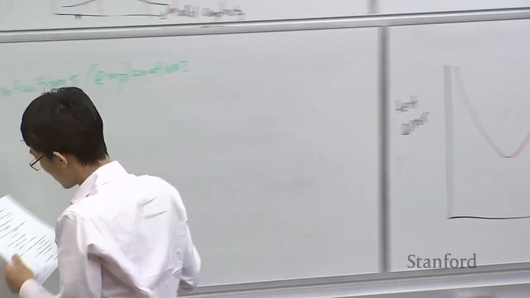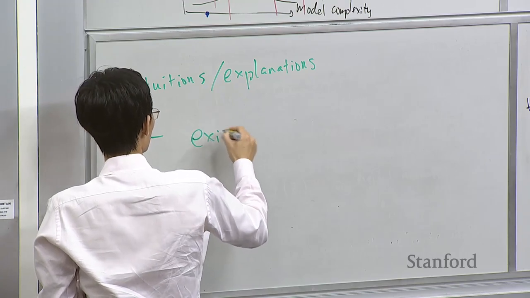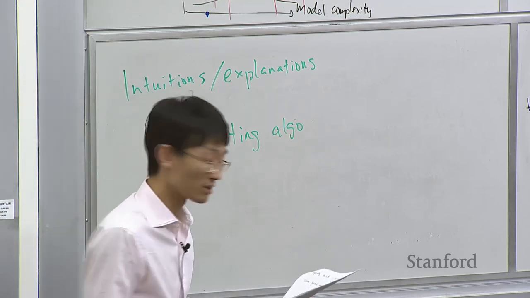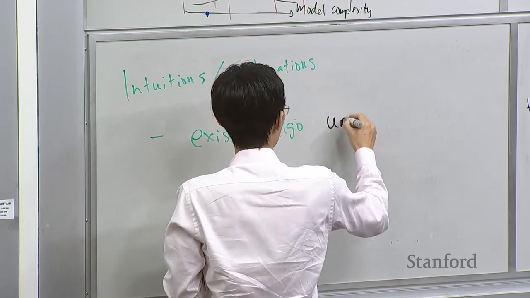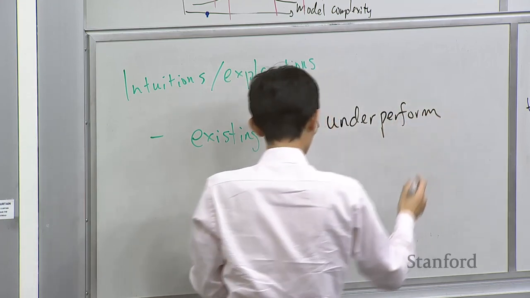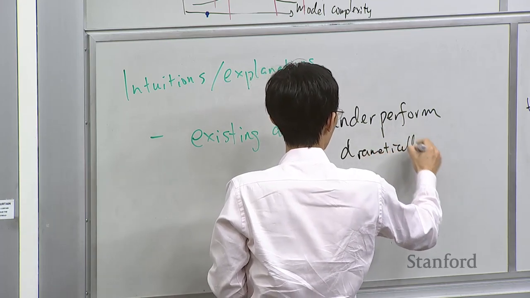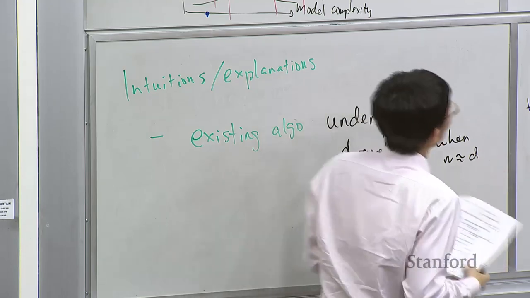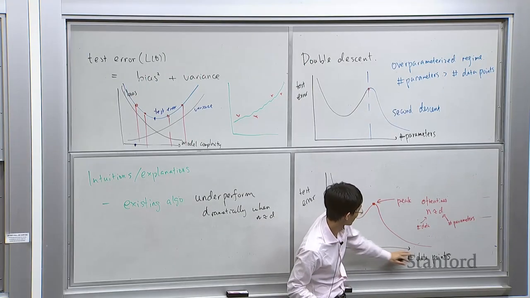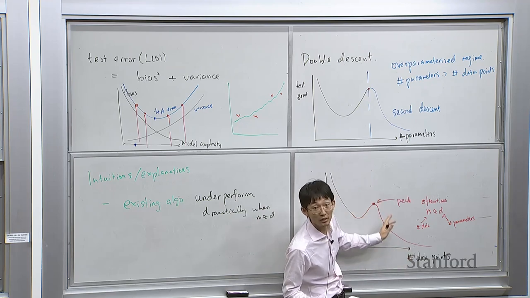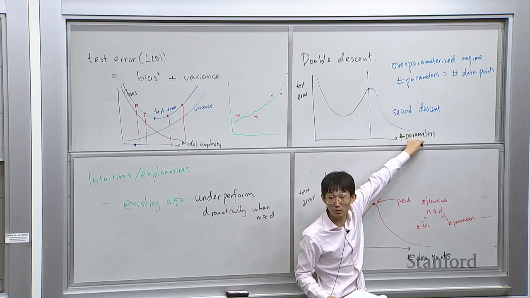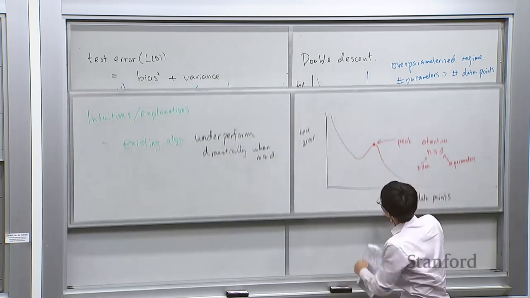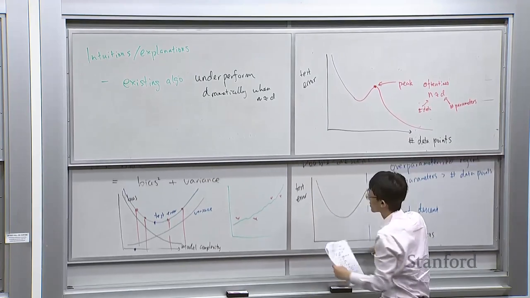People realize that the existing algorithms, especially simple gradient descent or stochastic gradient descent for linear models, underperform dramatically when n is close to d. Both of these peaks are basically like this. Here you are changing n, the number of data points, and when n is close to d, you hit the peak. Here you are changing the number of parameters, d, the number of features, and when d is about n, you hit the peak. Both peaks show up here; it's just that you are changing the axis.